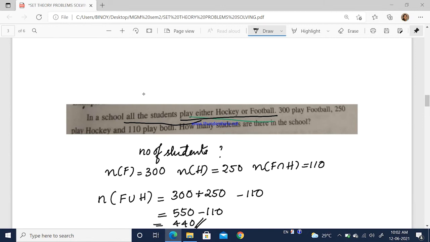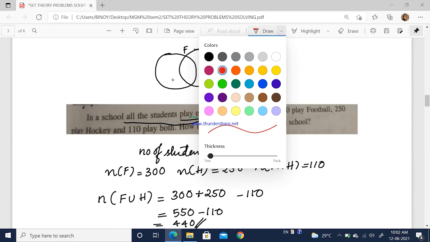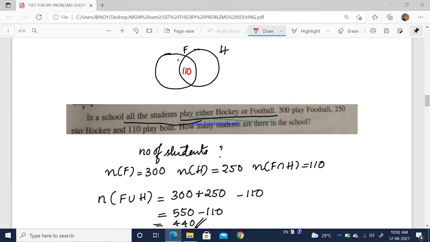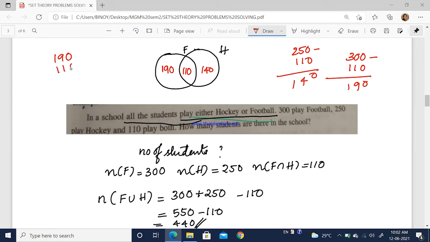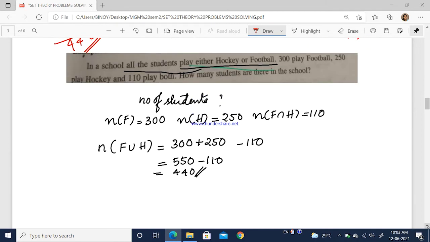Now, if you are using a Venn diagram, this is the people who take football and this is the intersection of both football and hockey. The intersection will be marked as 110. In order to find the number of people who play only football, you need to subtract 300 minus 110, so it will be 190. In hockey it is 250 minus 110, so you'll get 140. When you add 190 plus 110 plus 140, you will get the same answer, 440. So both ways you can do the same question. Now moving on to the next question.